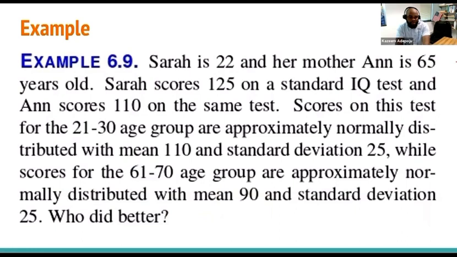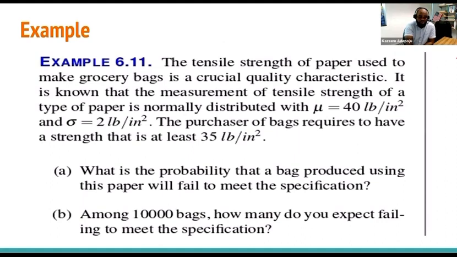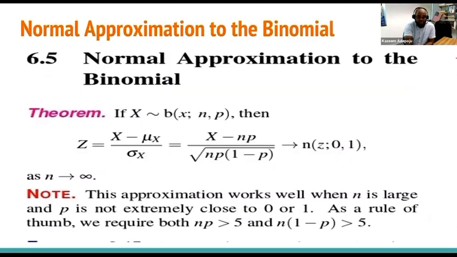Now I think I put a lot of examples for you that you can actually try. Now you can try all of that. These are examples using the normal distribution. But what I want to go into now is what we call the normal approximation to the binomial.